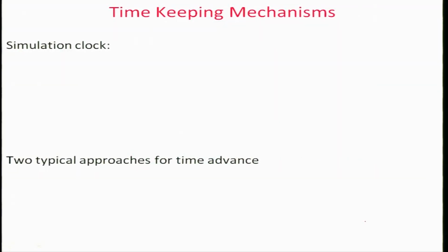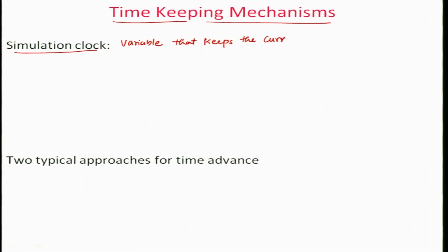Now, the other major thing we need to look at is how time is kept in the system. This is an important aspect, because the time keeping mechanism is quite significant for our work. The first thing is what we call a simulation clock. What is a simulation clock? It is simply a variable that keeps the current value of the simulated time of the model.